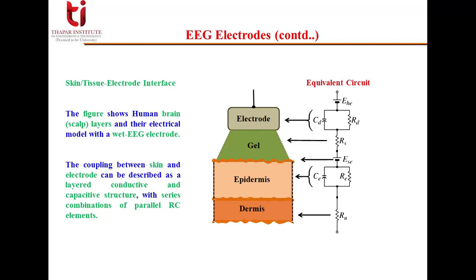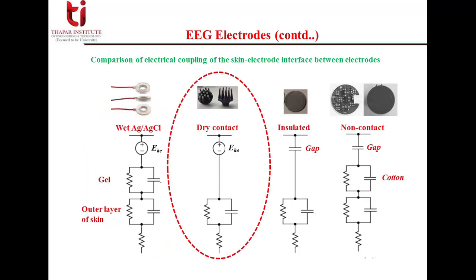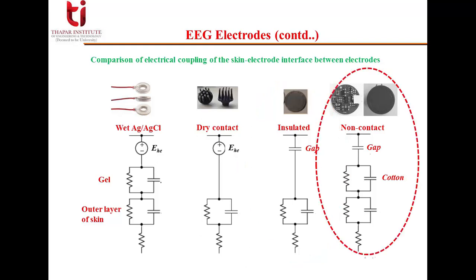Now, this slide shows the comparison of electrical coupling of the skin electrode interface between different types of electrodes. As we have seen, for the wet electrode, we are using gel. Next is the dry contact. In this, there is no gel component. For insulated, we have a gap represented by a capacitor. Then we have non-contact. In that, in addition to a capacitor, we have an additional RC combination for a particular cloth that will also provide a kind of impedance.